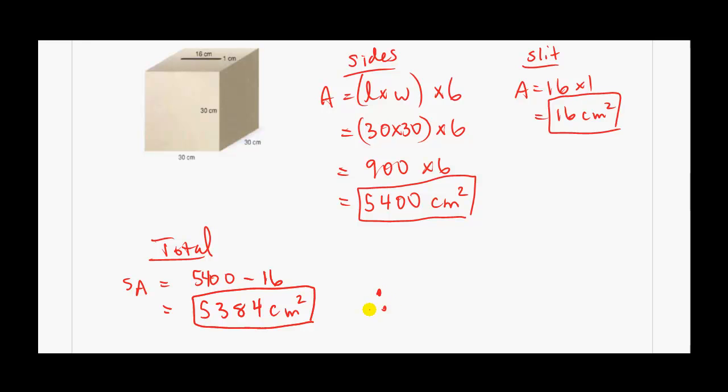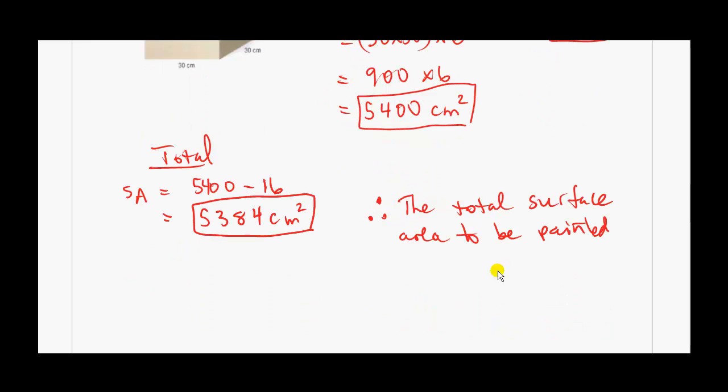It's a word problem, so we can conclude with a sentence. Therefore, the total surface area to be painted is 5,384 centimeters squared.